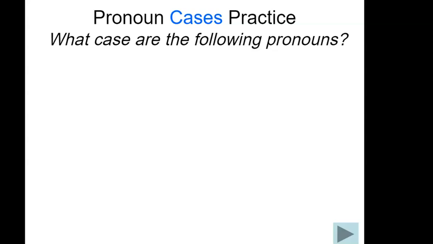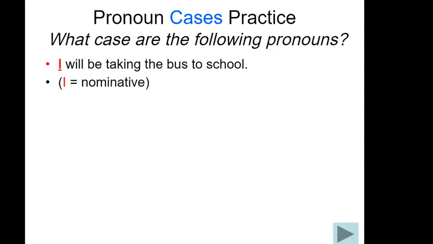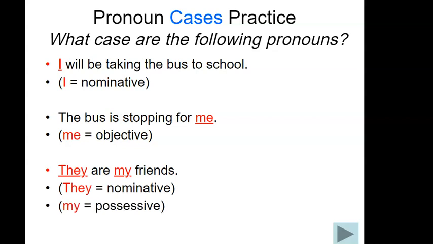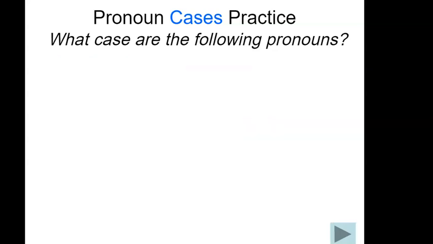Practice: determine the case of the following pronouns. I will be taking the bus to school. I is nominative. The second example: the bus is stopping for me. Me is objective. They are my friends. They is nominative and my is possessive.